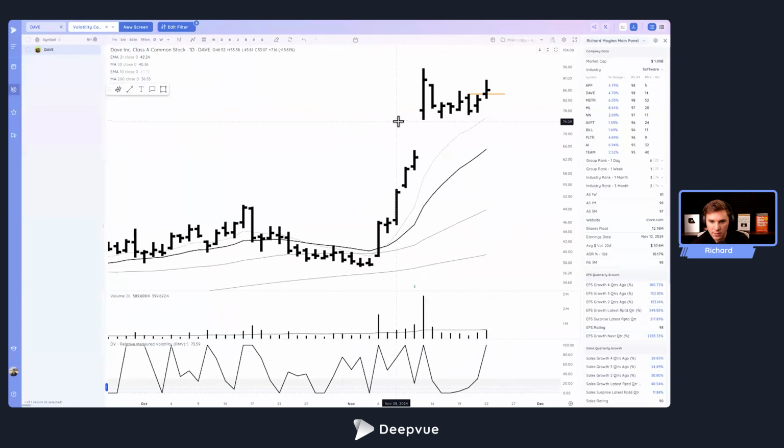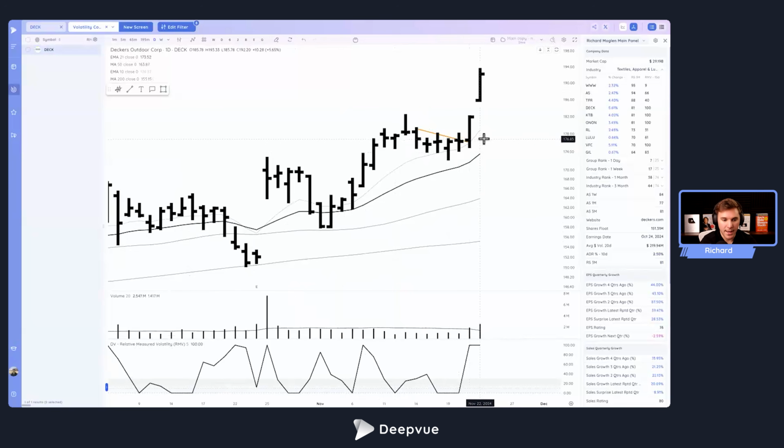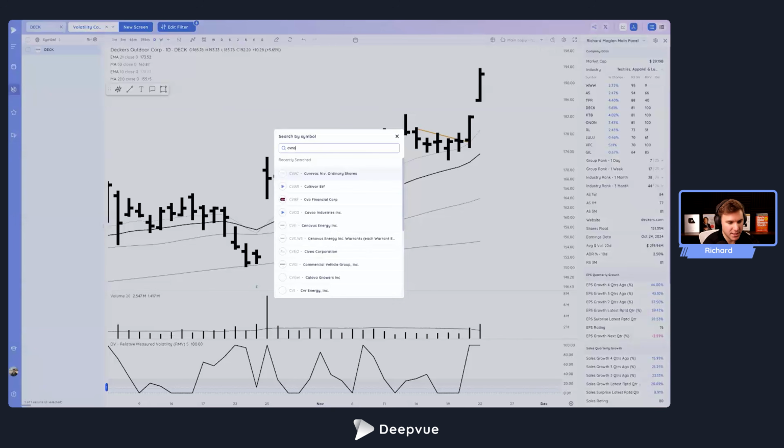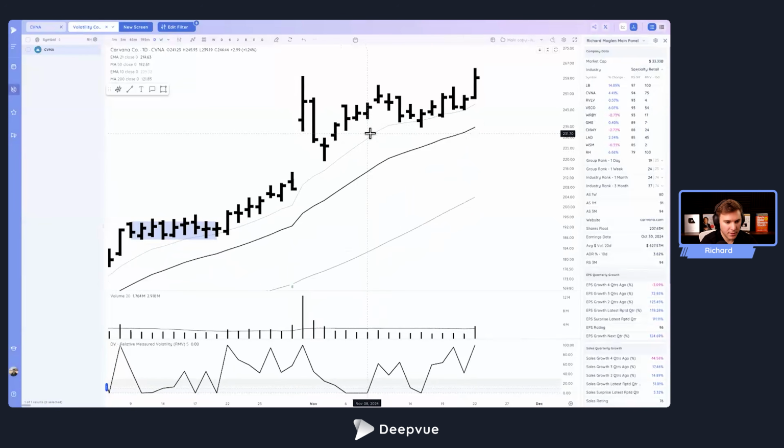Let's see here. Yeah, DECK, another good example. Yeah, this is one that I pointed out previously. This was on my newsletter, pointed out before this expansion. CVNA, yep, that's one that's been coiled in this area. Nice upside reversal.